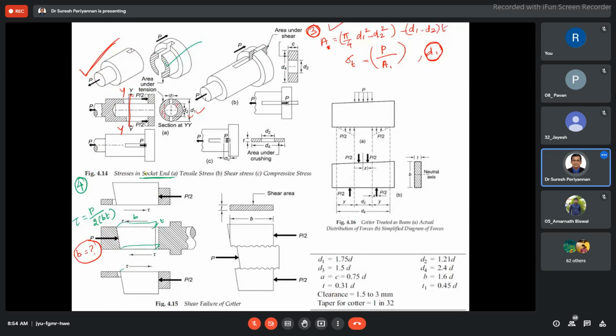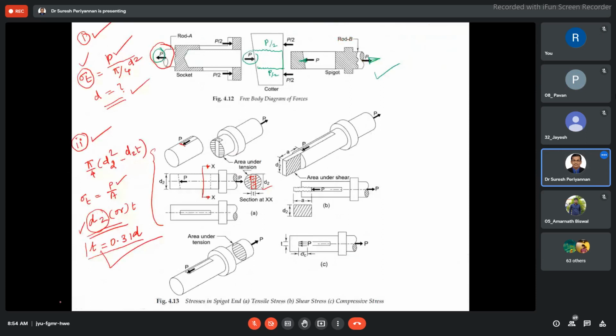Now come to the next failure, the shear failure of the spigot end. For this figure, where is the spigot? These are in the socket, right? Come to this figure. This is the B. Here, where is the B? Yeah, this one.